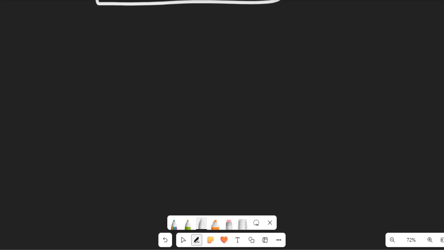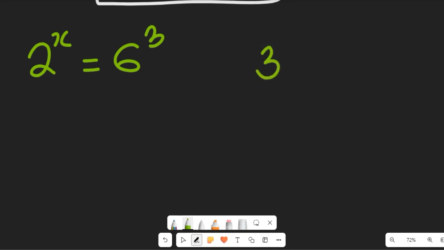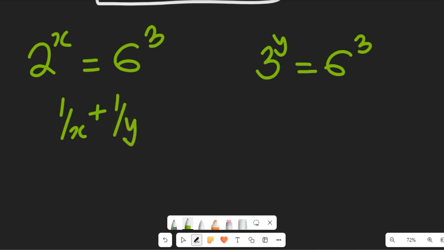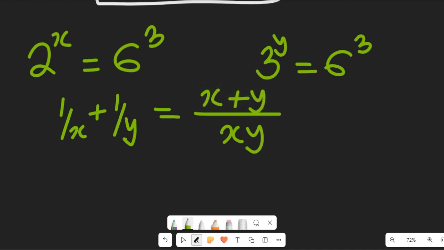Recall that in that expression we have 2 to the power of x equal to 6 to the power of 3, and then we'll have 3 to the power of y equal to 6 to the power of 3. Now recall that we have 1 divided by x plus 1 divided by y. This can simply be equal to, if we simplify, x plus y over xy. So we'll hold this up, and that will be very useful to us.